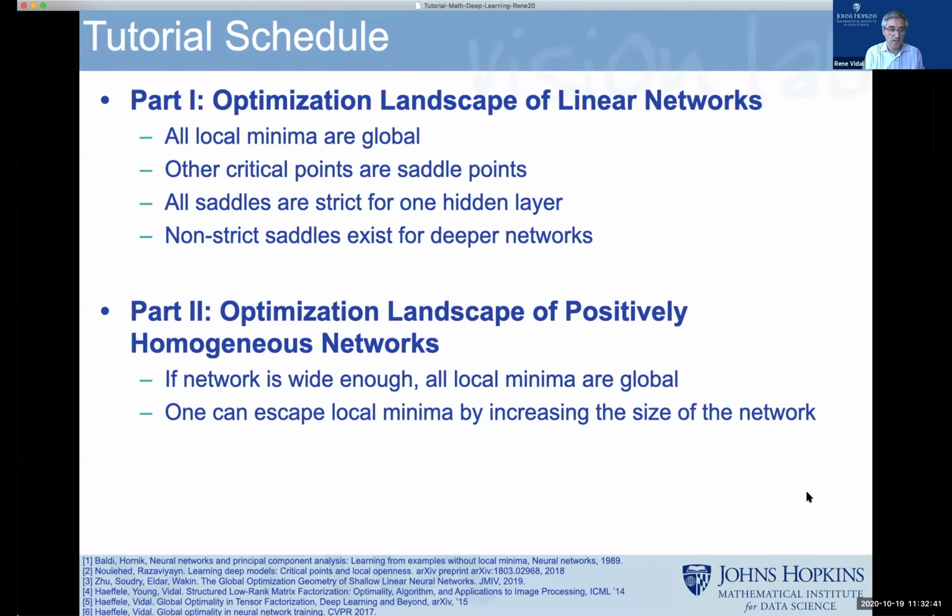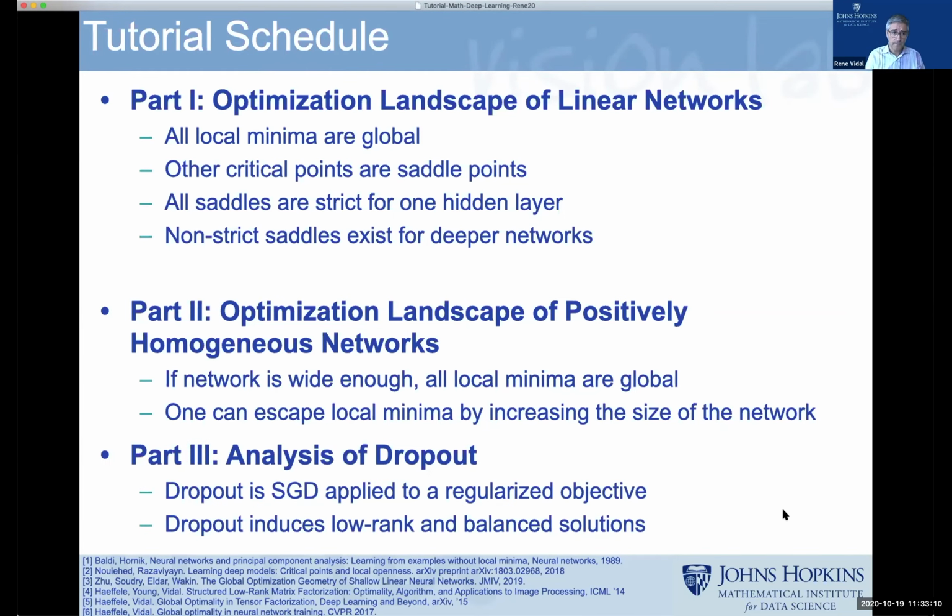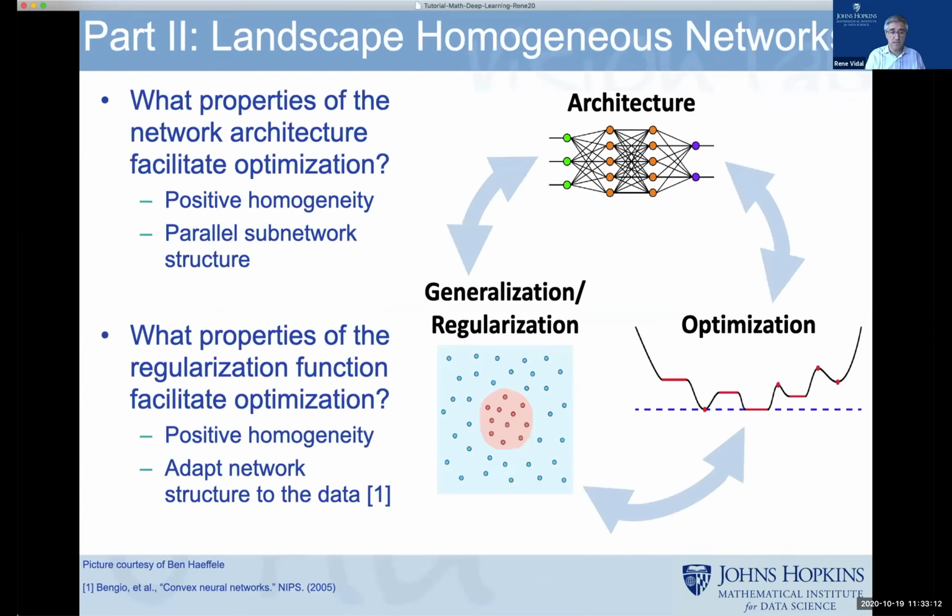In the second part of the tutorial, I'll focus on neural networks that are nonlinear, but where the nonlinearities have a very particular form: they're functions that are positively homogeneous. The gist of the results will be that if you have positively homogeneous networks that are sufficiently wide, then the same style of results apply, namely that all local minima are global. Specifically, these will be the key questions of the second part of the tutorial.